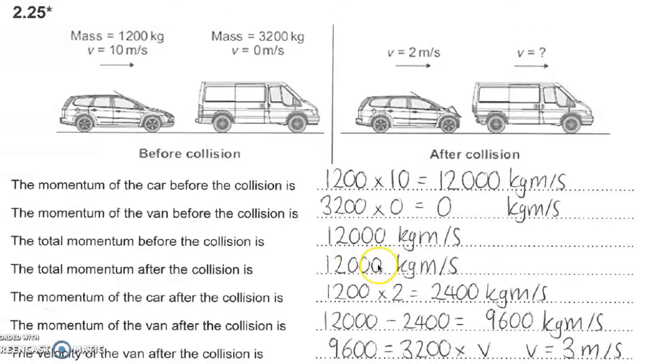which is this, which means our total momentum after the collision is also going to be 12,000 kilogram meters per second. We can work out the momentum of the car after the collision because it tells us its velocity afterwards is 2 meters per second.